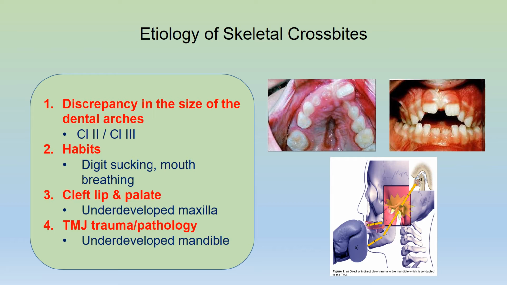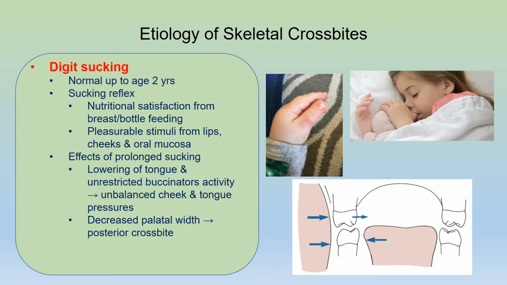Now, TMJ trauma or pathology. A blow to the mandible, as in this diagram, can cause damage to the growth center in the condyle, giving rise to an underdeveloped mandible and leading to the development of a crossbite. Cheek pressure against the tongue pressure. Now, this causes a constriction of the upper arch leading to a posterior crossbite.